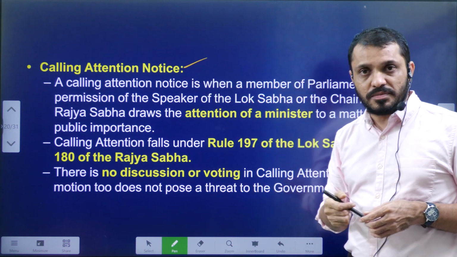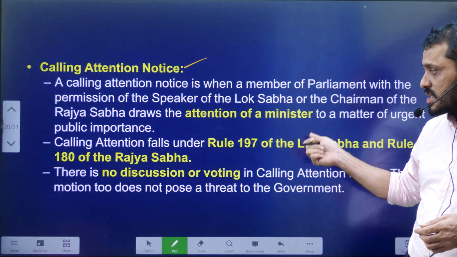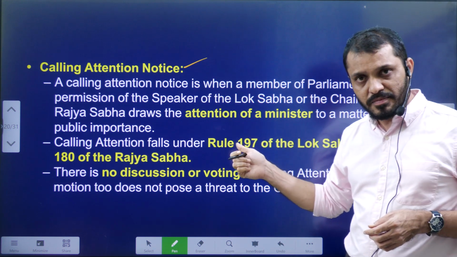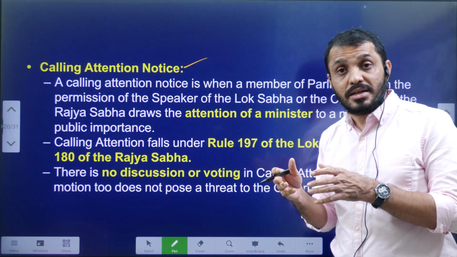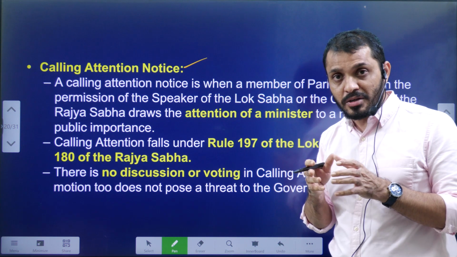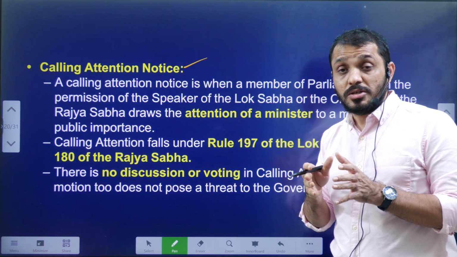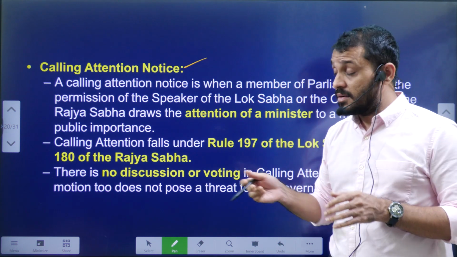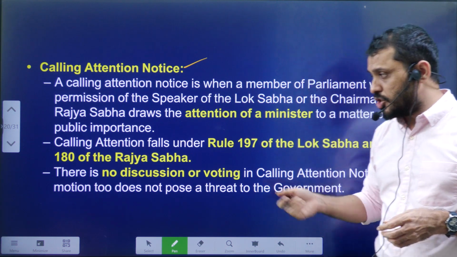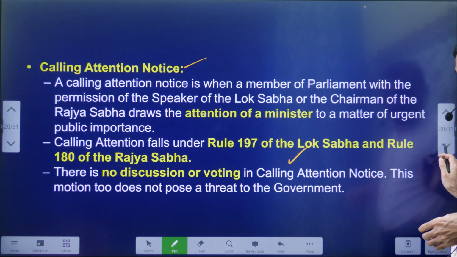Then calling attention motion. Calling attention motion can be introduced either in the Lok Sabha or in the Rajya Sabha. If members want to get the attention of the minister on any particular important public emergent matter, then they introduce the calling attention motion. Here there will be no voting.